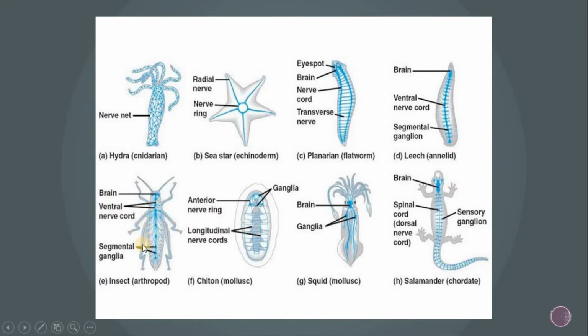There are a ventral nerve cord and segmental ganglia found in Mollusca. There are two different animals of Mollusca, one is chiton and one is squid. Both nervous systems are different from each other. Here brain, ganglia and nerves are found. Here a longitudinal nerve cord, anterior nerve ring and ganglia are found. Here the brain is not found, here the brain is found. In one phylum, two different types of nervous system have evolved. In the higher chordates and higher animals, there is a highly evolved brain and the spinal cord or dorsal nerve cord with vertebrae.